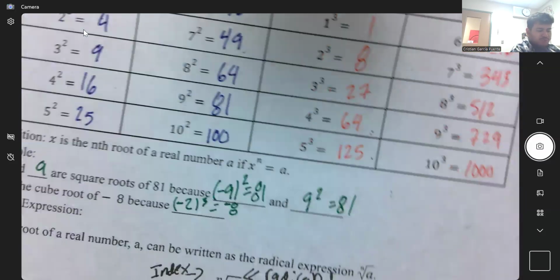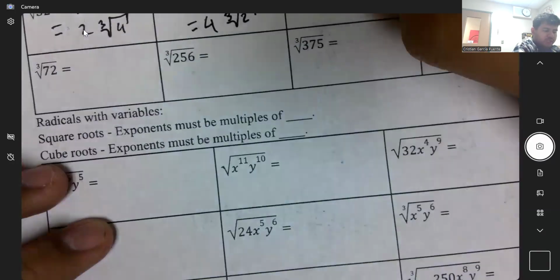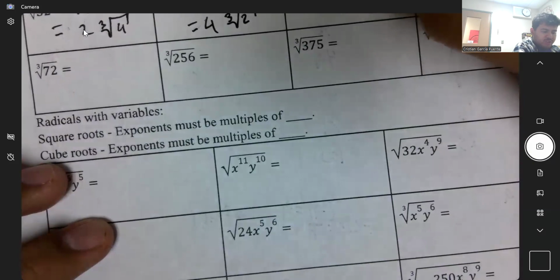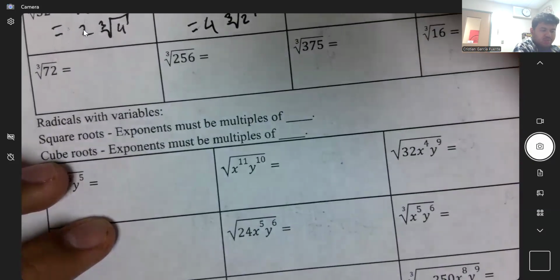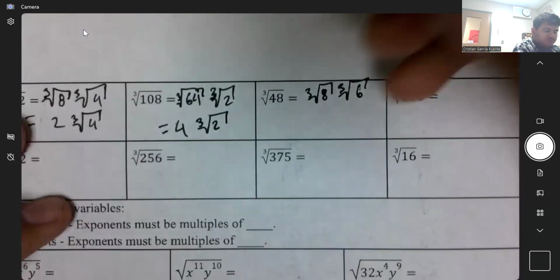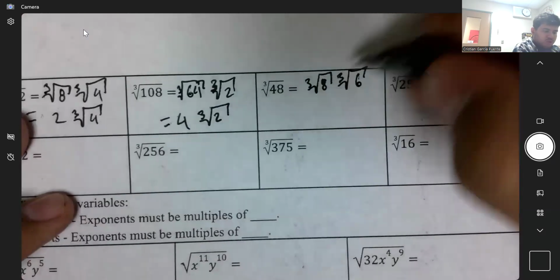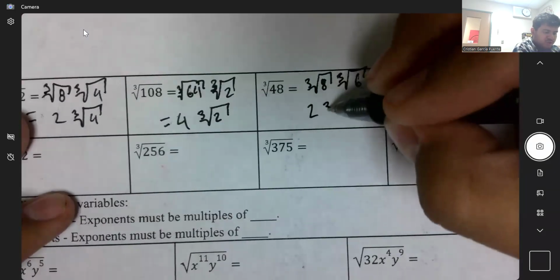48, we're going to do the same thing. The biggest number that divides 48. 27 doesn't. Does 8 divide 48? Yes, it's 8 and 6. So, well, 8 times 6 gives you 48. So, 8. And then 6. What's the cube root of 8? That's going to be 2. And then cube root 6.